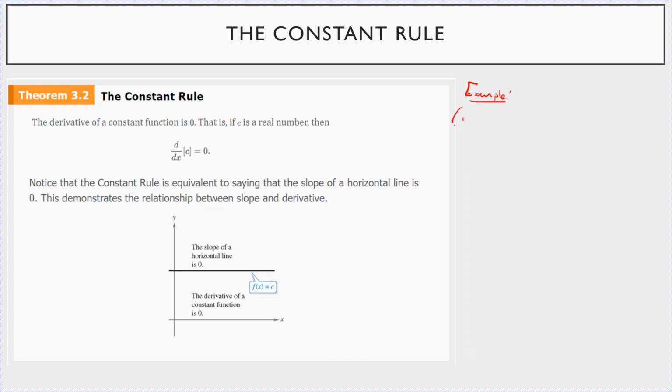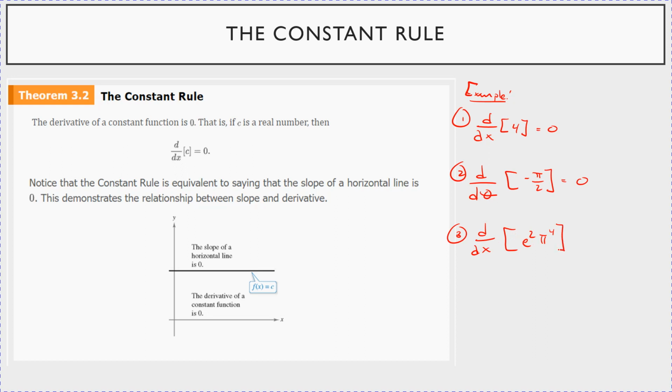So here are some examples. If I asked you to find the derivative with respect to x of just the number 4, so any constant, it's just 0. Or if I say, what's the derivative with respect to theta of negative pi over 2? Well, negative pi over 2 is just a constant, so it's 0. Or even if I say, find the derivative with respect to x of e squared pi to the 4th, whatever. It doesn't matter if it's a whole number, or involves pi or e squared. As long as it's a constant, the derivative of a constant is always 0. So that's really easy.